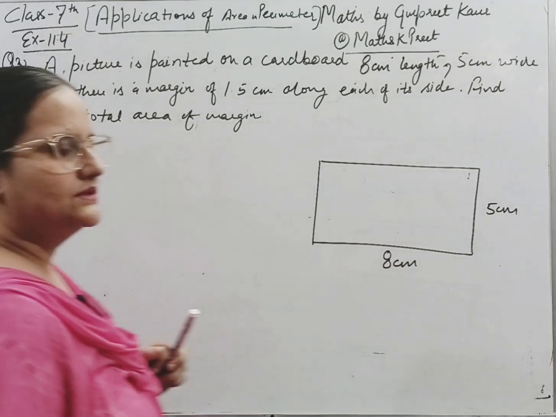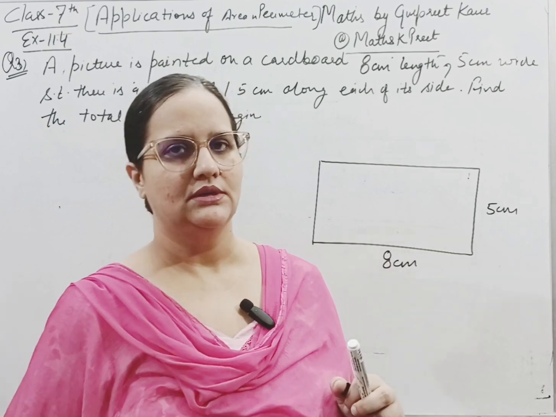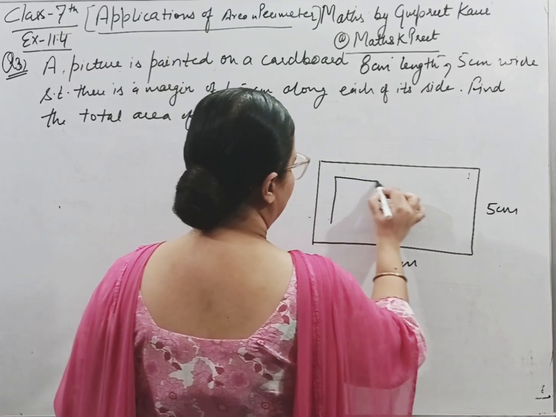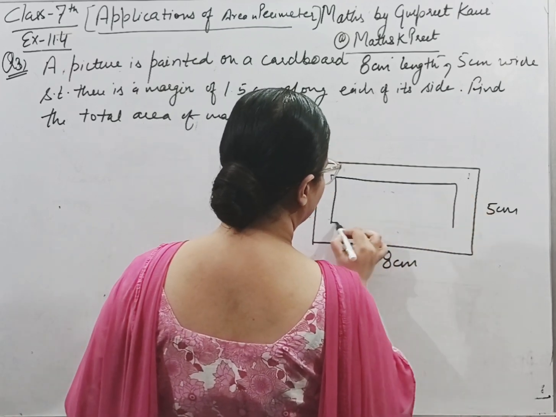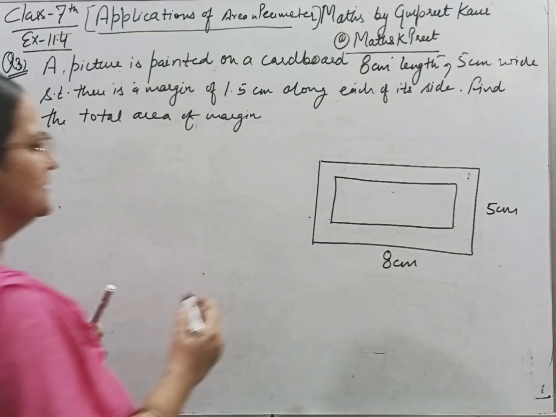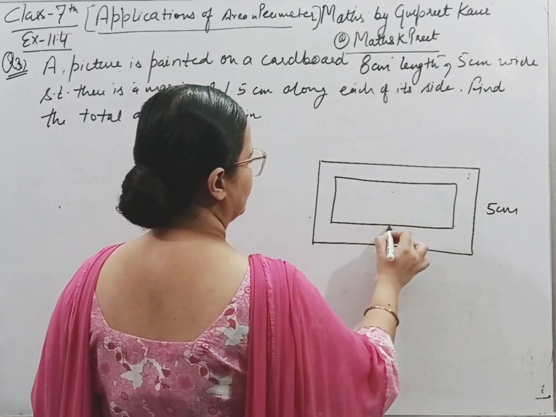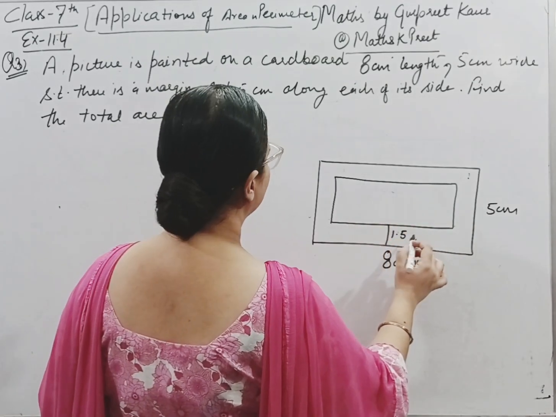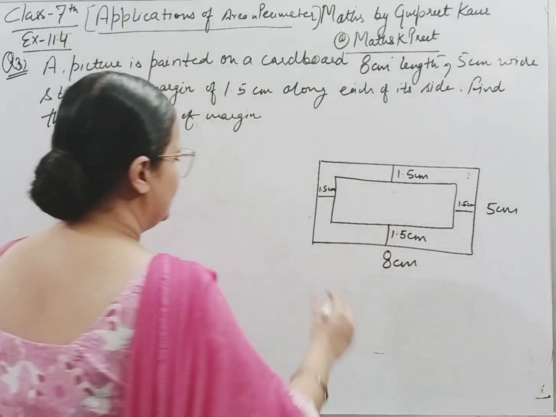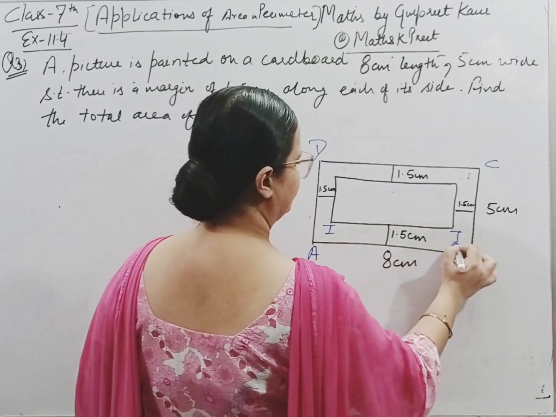So we know when we draw such things, we leave margin. And we leave this margin inside of the paper. Okay. So if this is a cardboard and painting is done, it is saying that a margin of 1.5 centimeter is there. That means that the picture is drawn in this area only, and this is the margin. So this is 1.5 centimeter. From this figure, first let me name this as ABCD. Again I am taking IJKL.